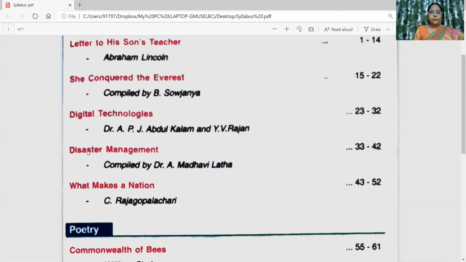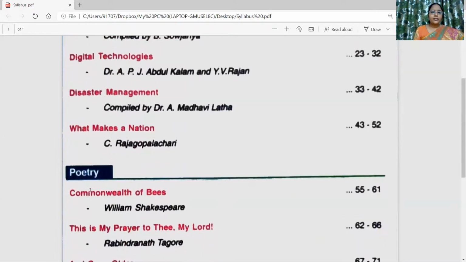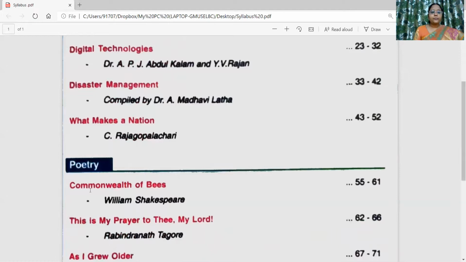And coming to the third prose lesson, Digital Technologies, written by Dr. APJ Abdul Kalam and YV Rajan. What is the need of technology in our daily life? These are the days of technology, you know pretty well. Without technology, we are illiterates today. What is the need of technology? How we have to learn and how we have to use technology in our daily lives is a lesson which is written by APJ Abdul Kalam. He is a famous person, you know, he's a scientist.